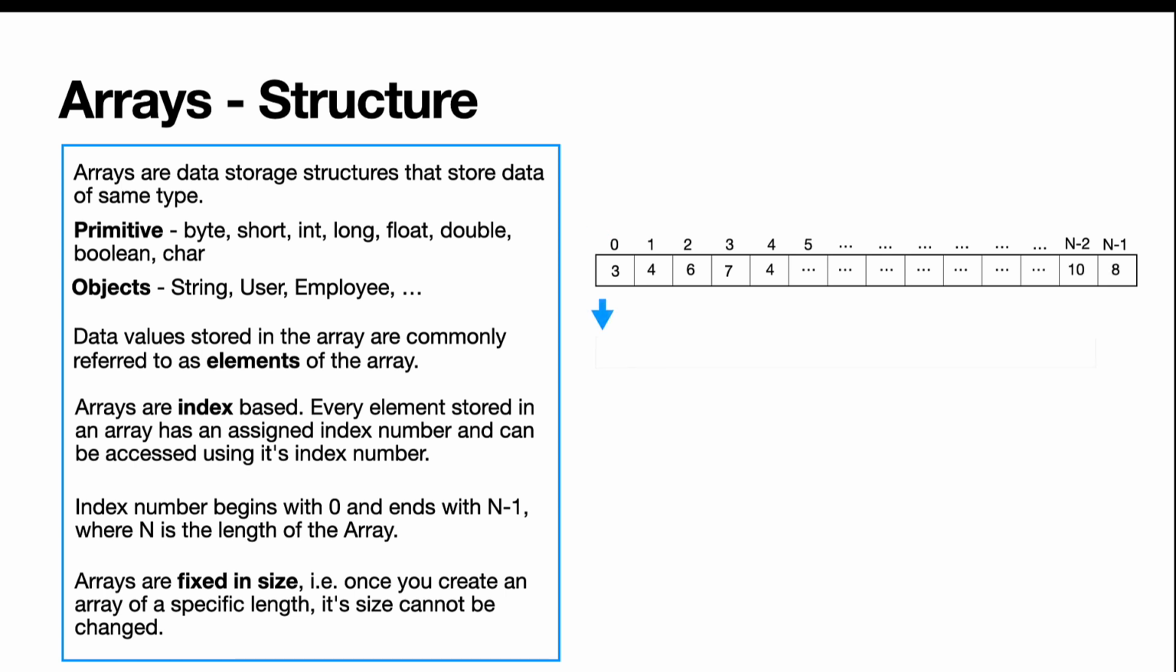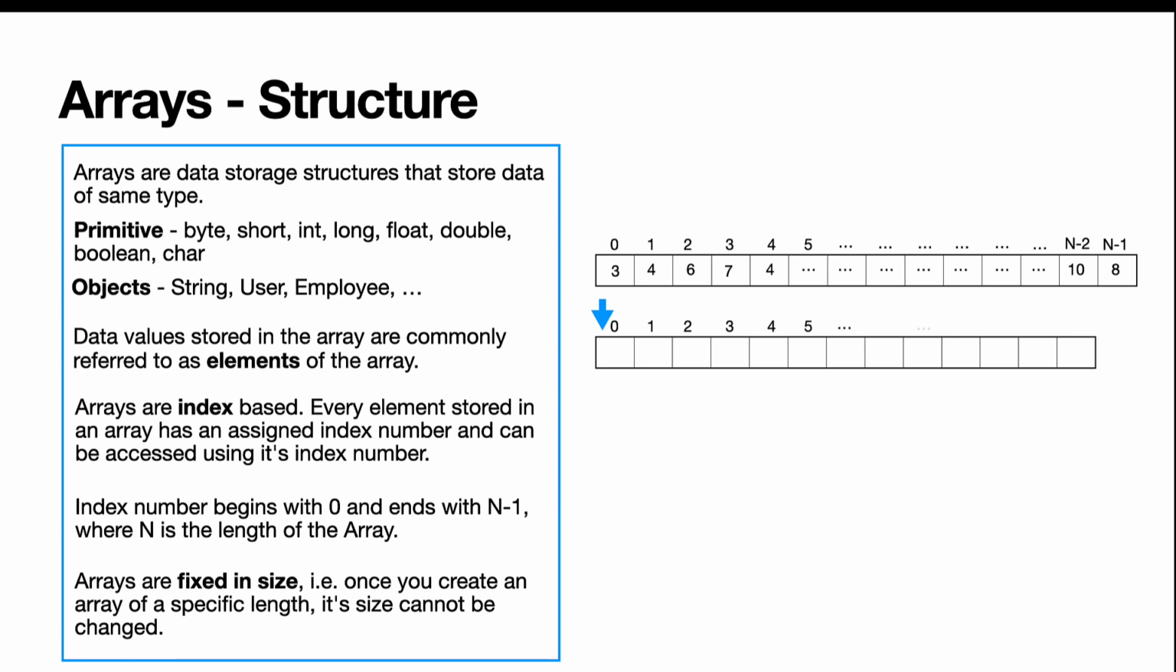Similarly, let's look at an array of size k containing primitive data of type char. The array is represented as a series of cells. And for the array of length k, the index of the first element is 0 and the index of the last element is k minus 1. The array contains elements of primitive type char.